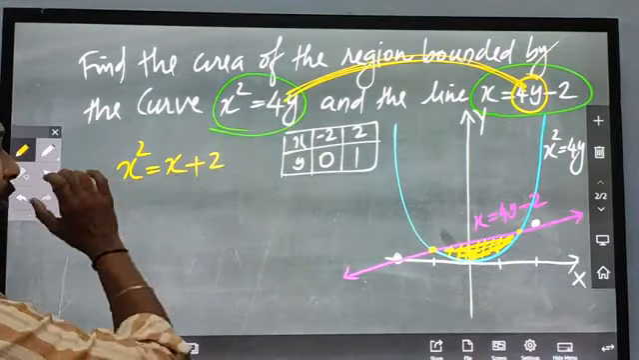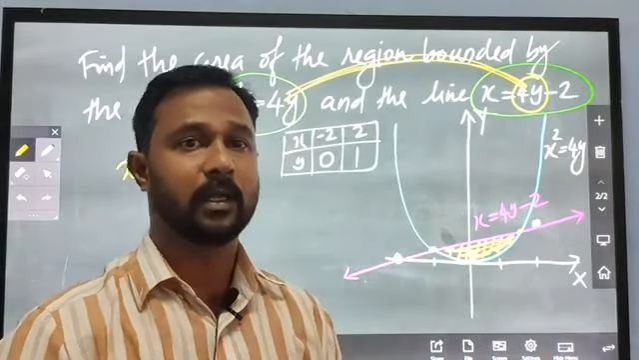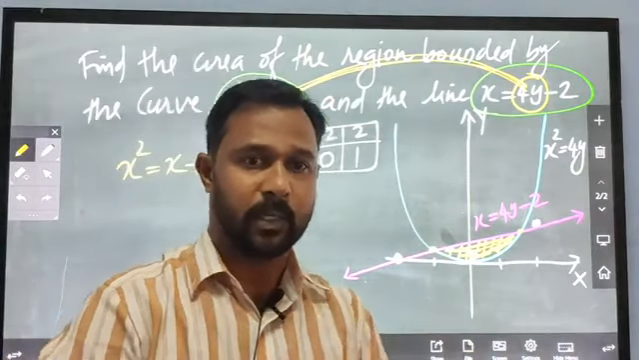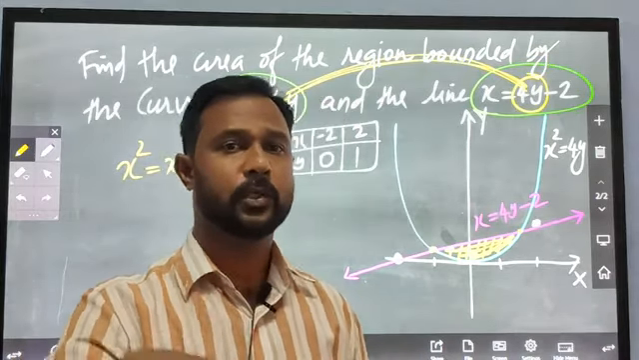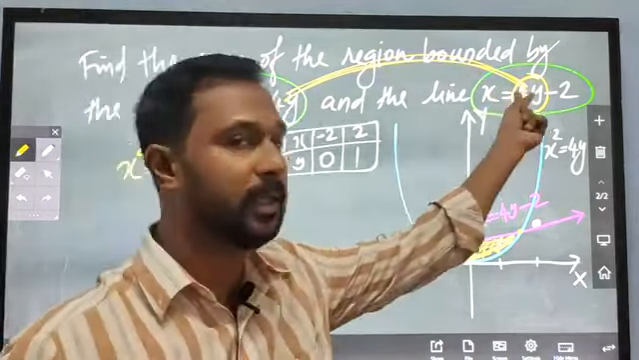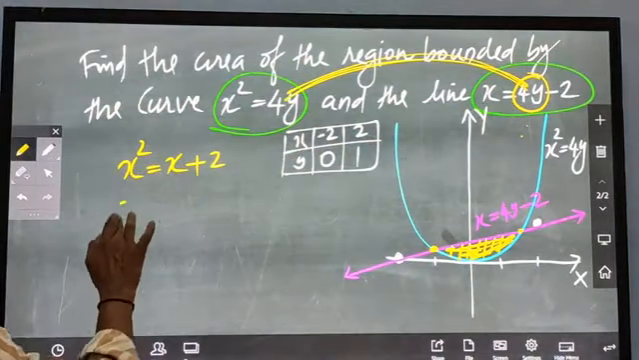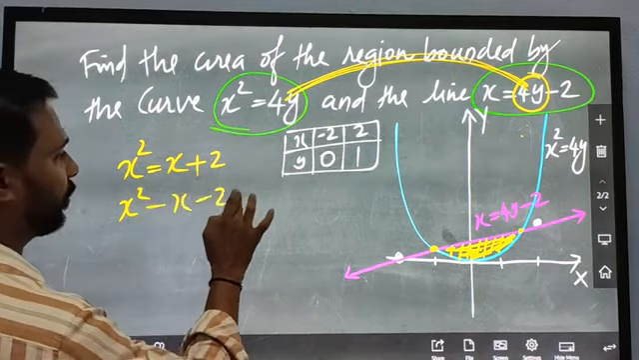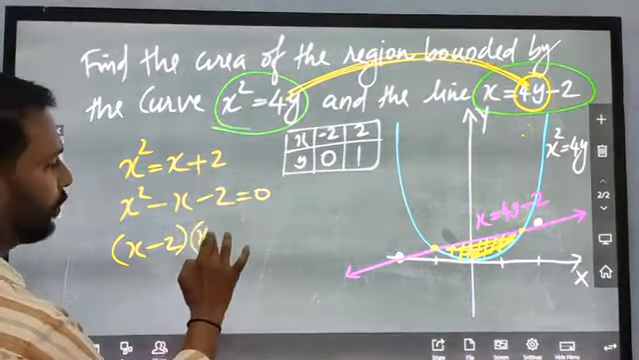Why are we writing such an equation? To find the point of intersection, we need boundaries or extremities along the x-axis. The easiest way is to eliminate y. Here it is very easy to eliminate y: 4y is x plus 2. Now solve this equation. It is x square minus x minus 2 equal to 0. Very clearly, it is x minus 2 into x plus 1 equal to 0. That means x is equal to 2 as well as minus 1. So these are the boundaries for us.